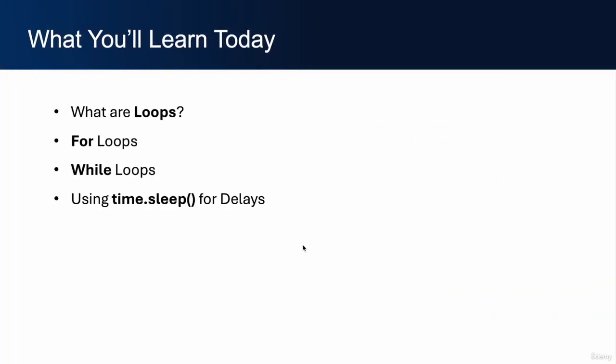Now that brings us to the day 5 project, which is a countdown timer. The goal here is to build a Python program that takes a countdown starting number from the user and counts down to 0, showing one number at a time with a 1 second delay.